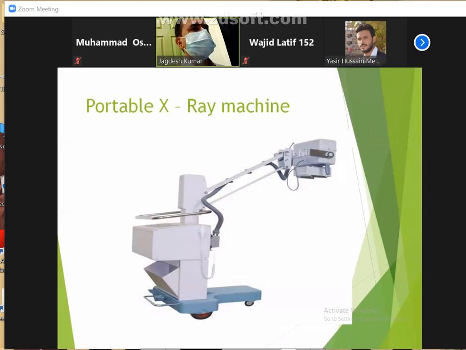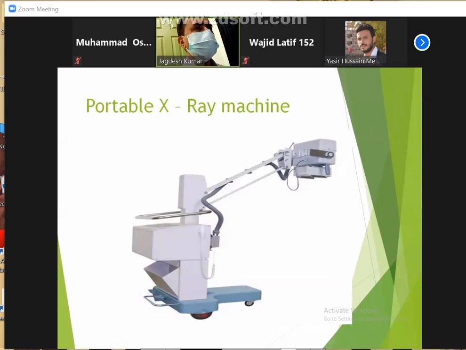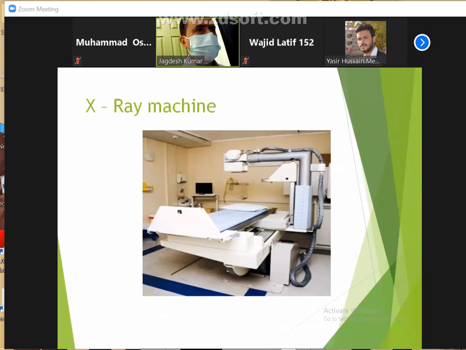This is a portable X-ray machine. This is used in emergency. There is another which is departmental. In the X-ray department, you see this machine. There is a difference between these two. This machine is very close to the chest, and this one is at a distance of at least 6 feet or 1 meter. This is used in very ideal situations, for comfortable OPD patients, and not in emergency. This is the X-ray department.